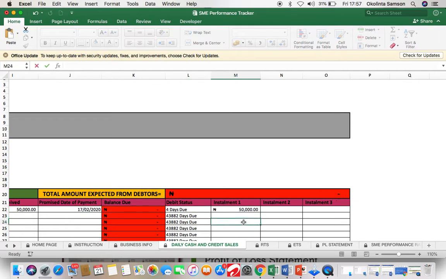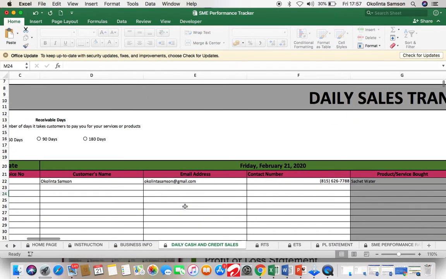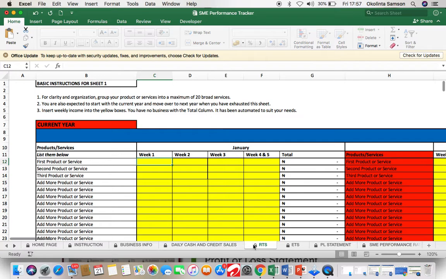You come in and input the debt, and then you have nothing left here. So all you need to do is come in here daily and input your daily transactions. Now, once you're done with this, at the end of each week, you come into the RTS, because this captures what you sell weekly, not daily this time. So you come here and put in your broad service.